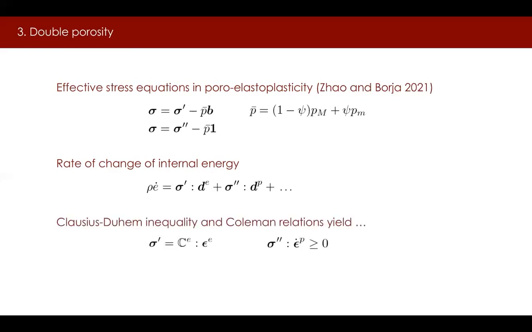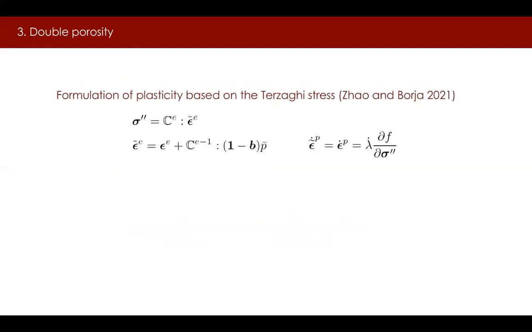The Clausius-Duhem inequality, along with the Coleman relations, then result in the generalized Hooke's law in terms of sigma prime and the dissipation inequality in terms of sigma double prime. This development suggests that the plasticity framework must be formulated in terms of sigma double prime. The novelty in the recently proposed plasticity framework is the use of the Terzaghi effective stress in the plasticity formulation while satisfying the generalized Hooke's law based on the Biot effective stress.